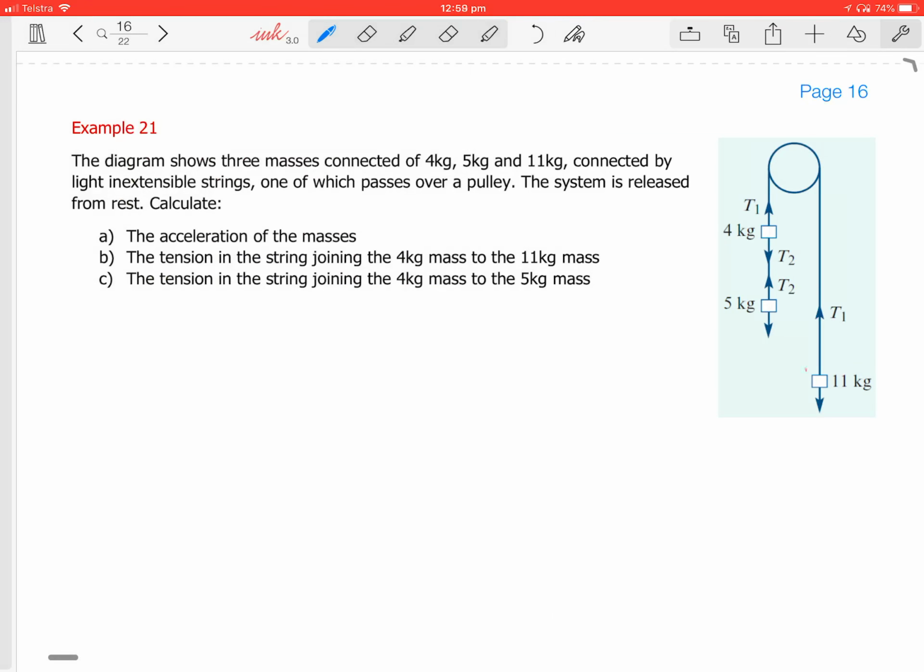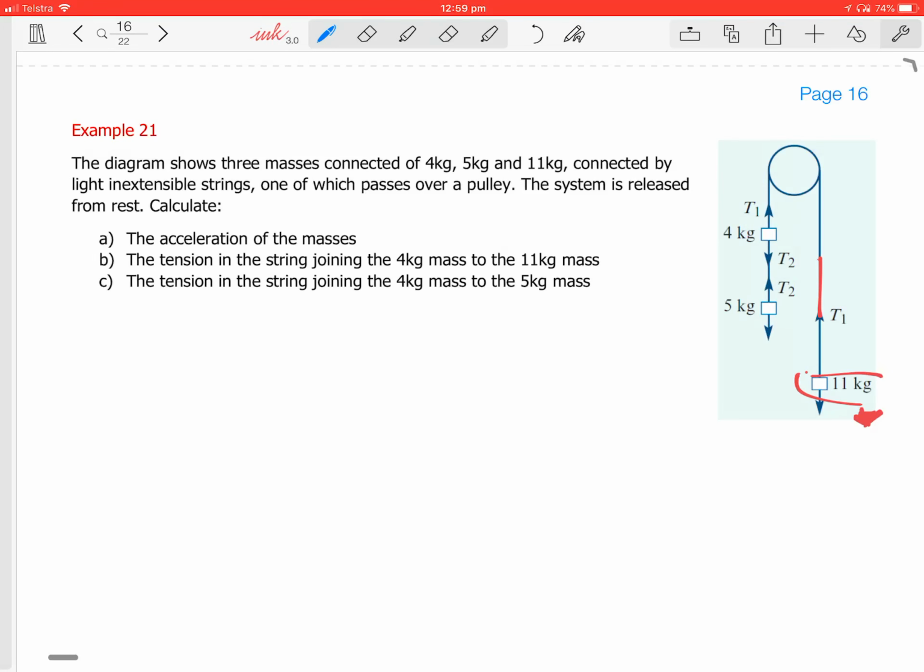Okay. Let's assume, because this is heavier, we're accelerating down here. So tension would be up, our acceleration would be down. So we can say 11g minus my tension 1 is equal to mass times acceleration. Our mass is 11 times acceleration, so that's equation 1.